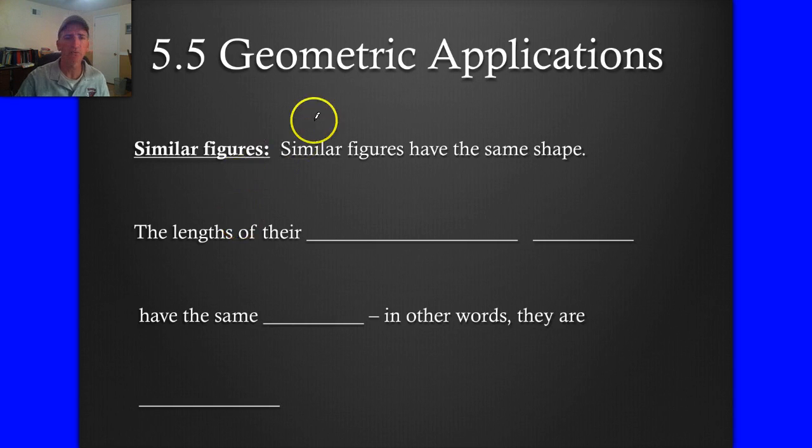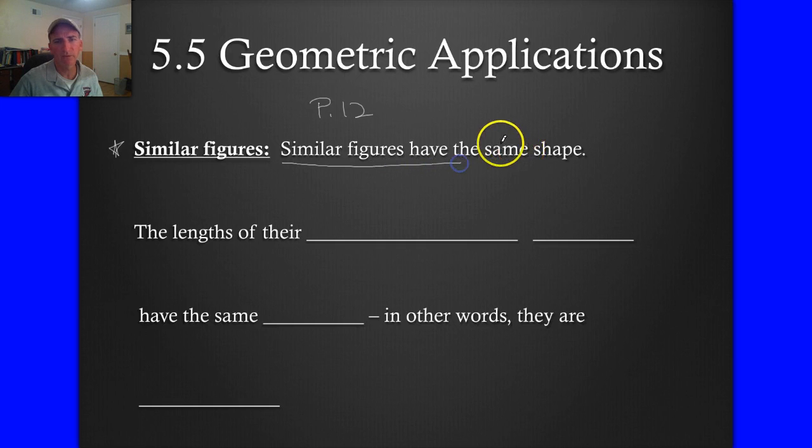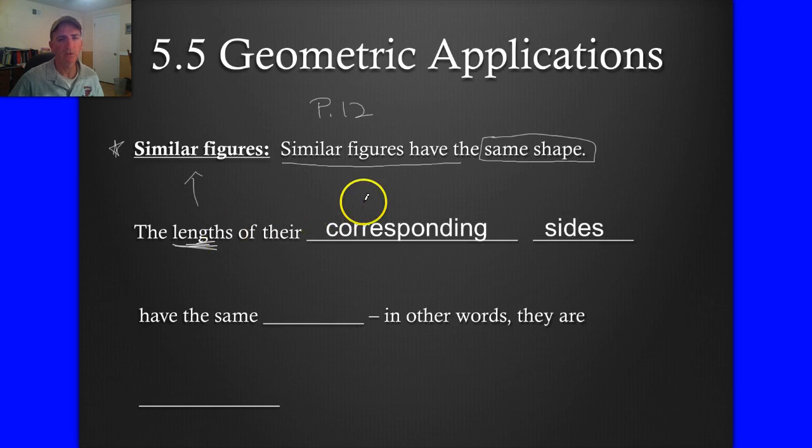We're at the bottom of page 12 here, to geometric applications, a couple of pages, and we'll be done here. In section 5.5 at the end there, they start talking about similar figures. Basically, a similar figure is two figures that have the same shape. What we know is that the lengths of the corresponding sides of similar figures, that's the sides that match, and we'll see that in the next picture, have the same ratio, or in other words, they are proportional.